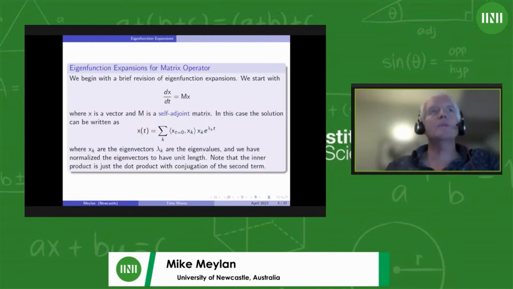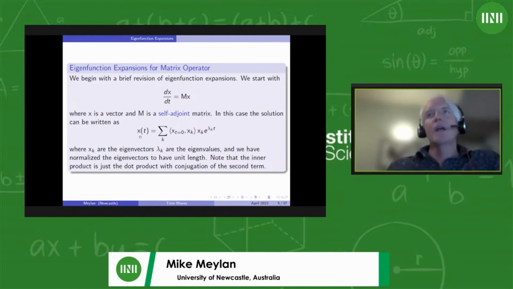So here's where we start, just trying to explain how this all works and the idea behind it. Here's our very simple problem: dx/dt equals Mx, where M is a self-adjoint matrix. I just want to start on some very solid ground here that we all understand.